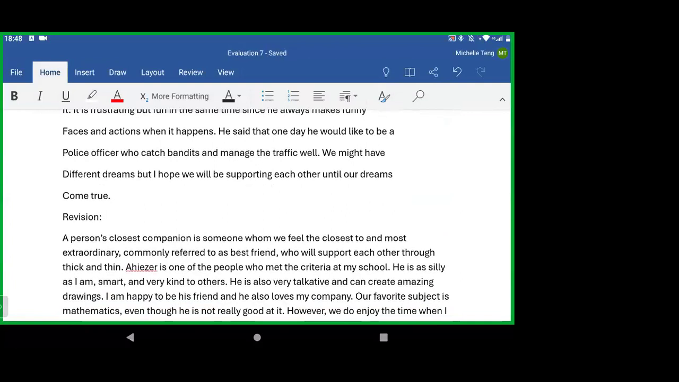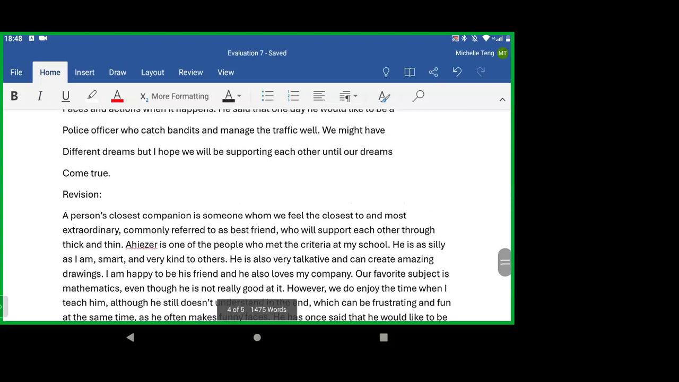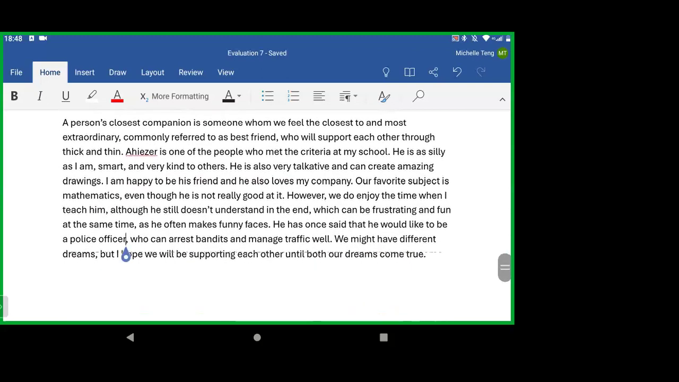We might have different dreams, but I hope we will be supporting each other until our dreams come true. We have different dreams, comma, but I hope we will be supporting each other until both our dreams come true. I add the word "both" right there to emphasize that you and your friends support each other until both of your dreams come true. Not only yours but also your friends'. So both our dreams, to emphasize that.